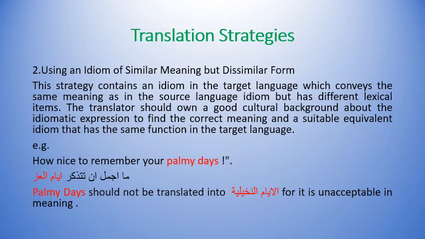Two, using an idiom of similar meaning but dissimilar form. This strategy uses an idiom in the target language which conveys the same meaning as the source language idiom, but has different lexical items. The translator should have a good cultural background about the idiomatic expression to find the correct meaning and a suitable equivalent idiom that has the same function in the target language.